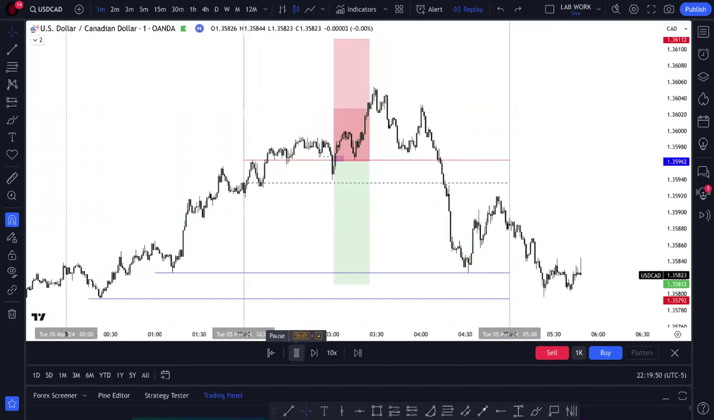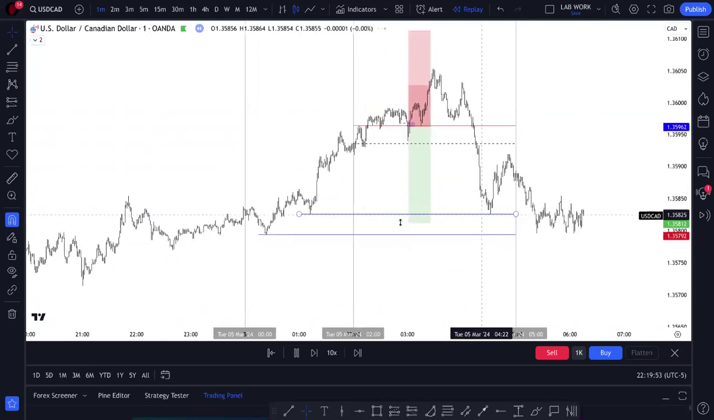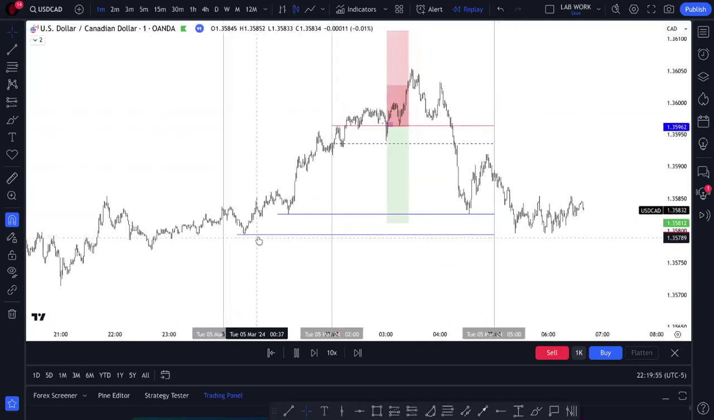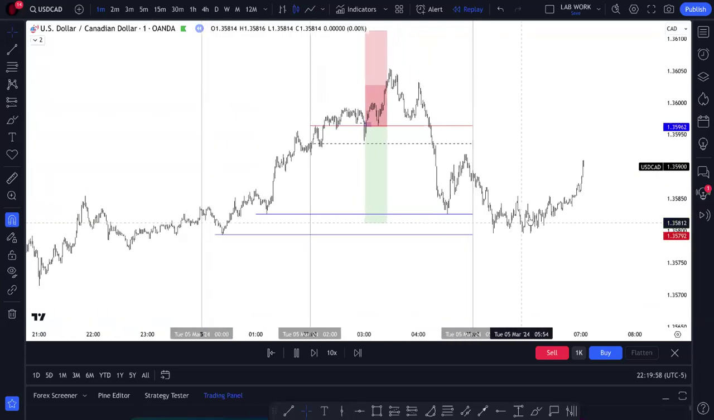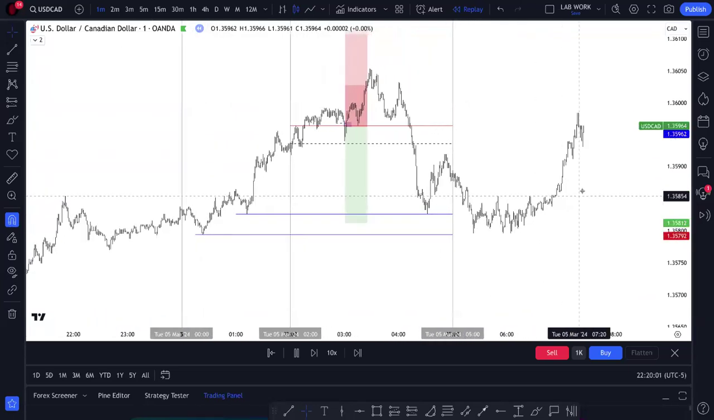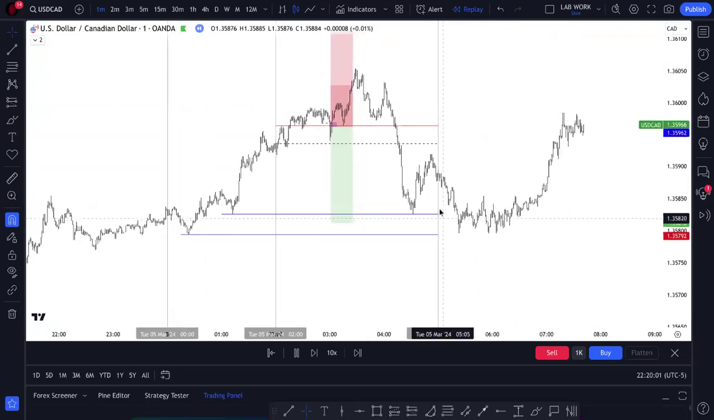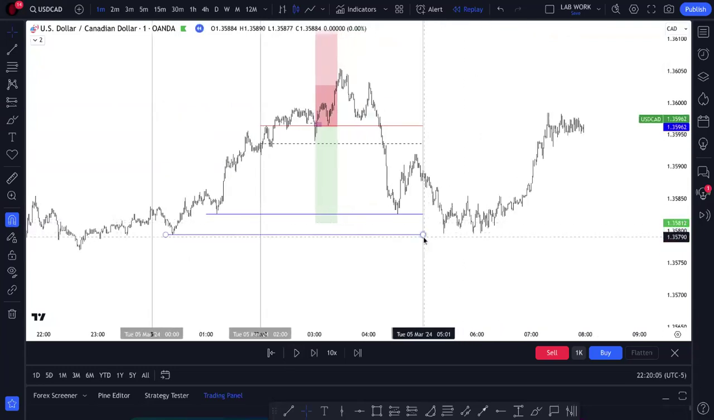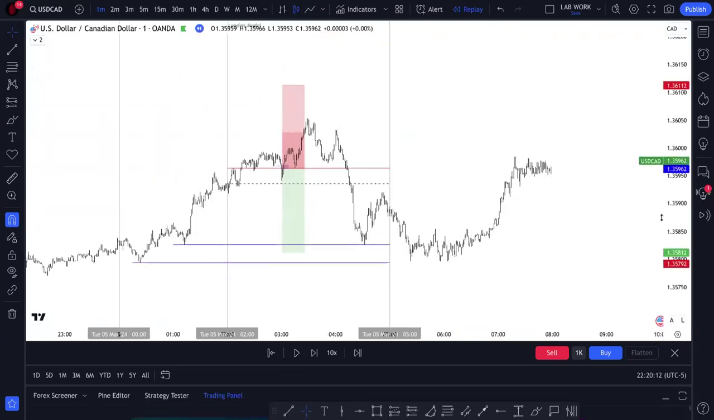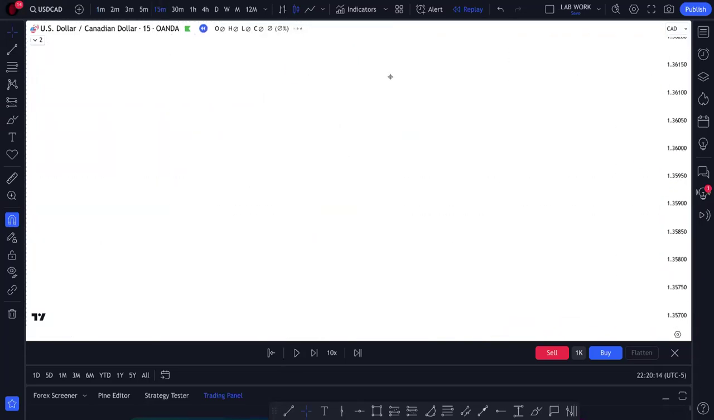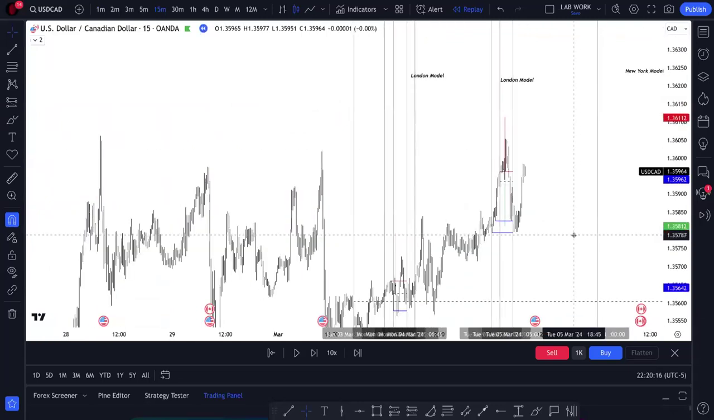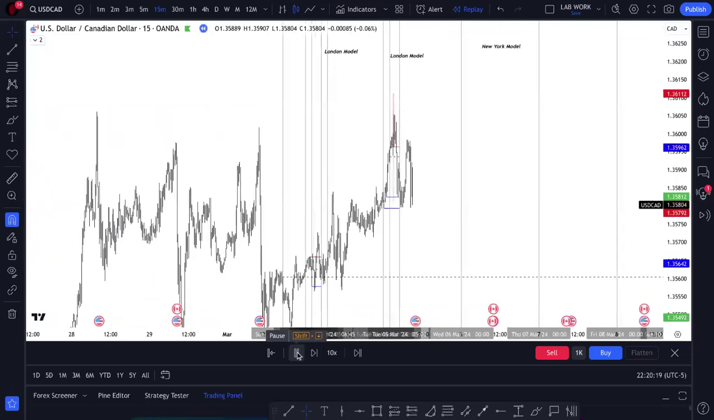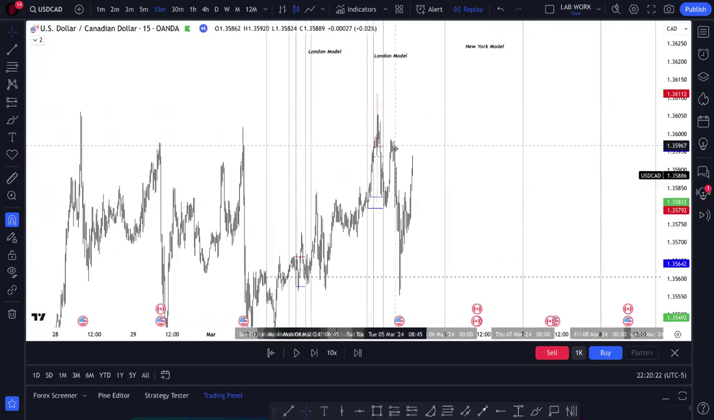Play it forward. And then eventually we see price take out this low here. Notice how price is going into consolidation again, though. Look at that. That's 5 a.m. going into 7 a.m. Look at the consolidation again. You're telling me you want to trade that? No, you don't want to trade that.